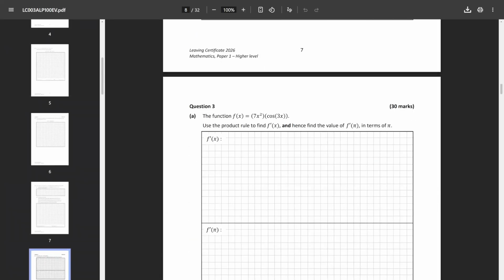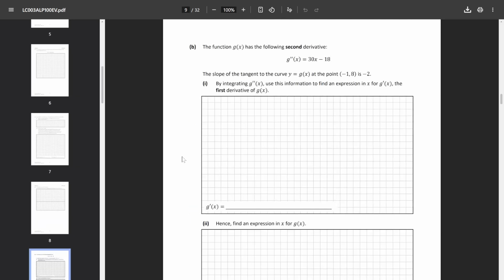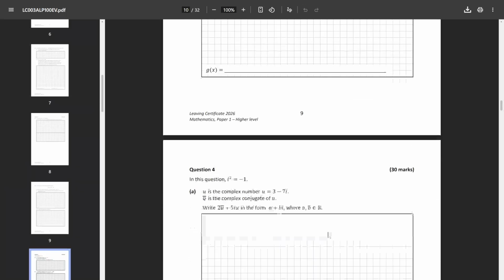Question 3 started off with a pretty nice product rule. Did have to use chain rule on the cosine of x, but that's fine. And then some more stuff about the second derivative. By the way, for this f of x and g of x, obviously we have the slope of the tangent, which we can work in, but also minus 1 comma 8 is on g, so that will get you the information you need to find g of x.